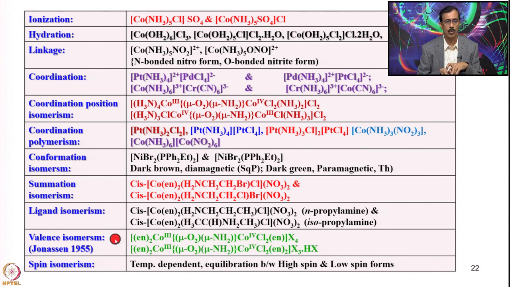And valence isomerism was proposed by Jorgensen in 1955. He was one of the students of Jorgensen. Here you can see the valence isomerism, where the valency varies. And then spin isomerism is also shown in complexes wherever the magnetism is temperature dependent, or sometimes with temperature a high spin complex becomes a low spin complex and a low spin complex becomes a high spin complex when it is cooled. This is called spin isomerism. That means we have several isomerization processes, and some examples are there in each case.